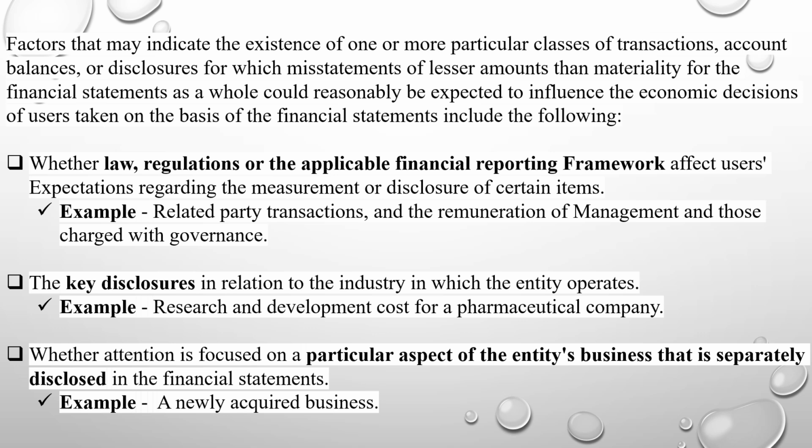First, whether law, regulations, or the applicable financial reporting framework affects users' expectations regarding the measurement or disclosure of certain items. For example, related party transactions and the remuneration of the management and those charged with governance. Second is the key disclosure in relation to the industry in which the entity operates. For example, research and development costs for a pharmaceutical company. Next is whether attention is focused on a particular aspect of the entity's business that is separately disclosed in the financial statements. For example, a newly acquired business.